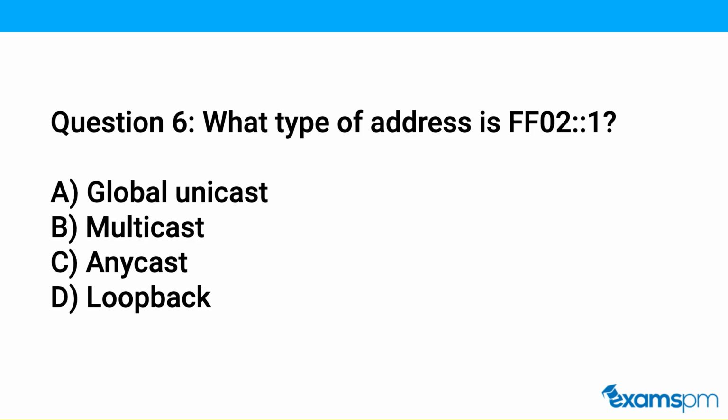Question 6. What type of address is FF02::1? A. Global unicast, B. Multicast, C. Anycast, D. Loopback.